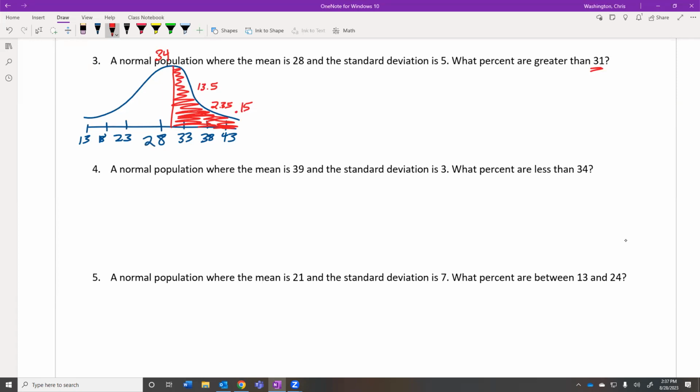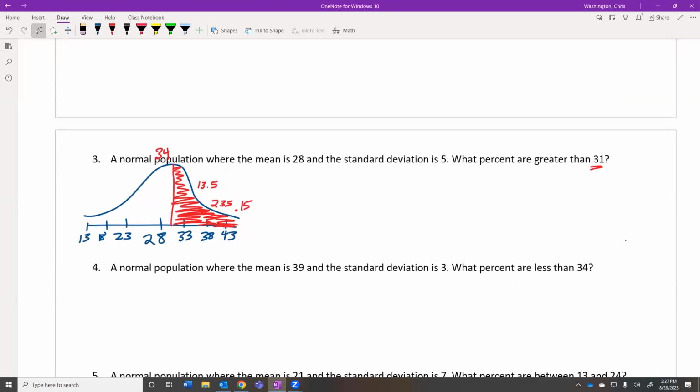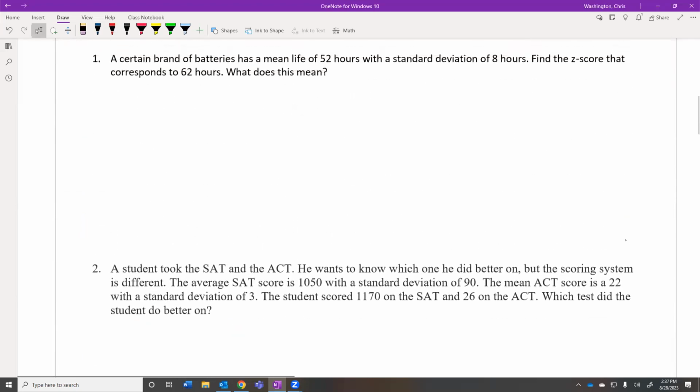but we really have no idea how much of that 34% we are using, because the number's not exactly on 28. It's not exactly on 33. It's in between those two numbers. So that's why we're learning what we are learning today. So that's all in number three. We'll come back and finish number three in just a little bit.